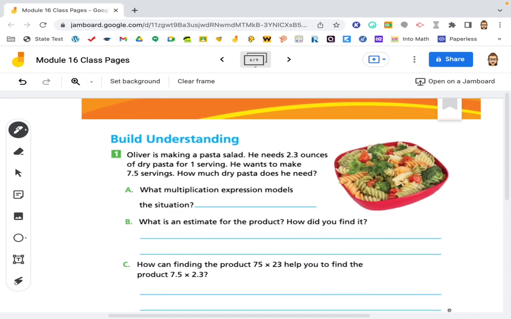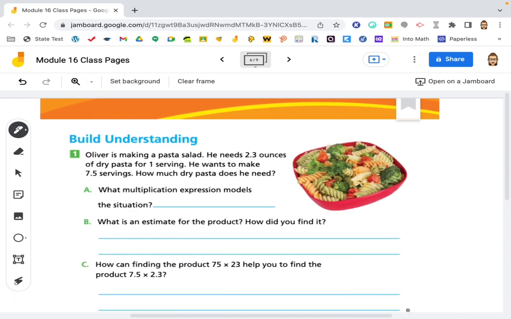Okay, so Oliver is making a pasta salad. He needs 2 3/10 ounces of dry pasta for 1 serving. He wants to make 7.5 servings. How much dry pasta does he need? So what multiplication expression models this situation? Well, it would be 7 5/10 times 2 3/10. So what is an estimate for the product and how did you find it?